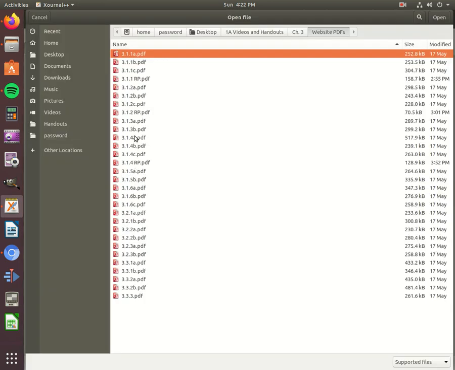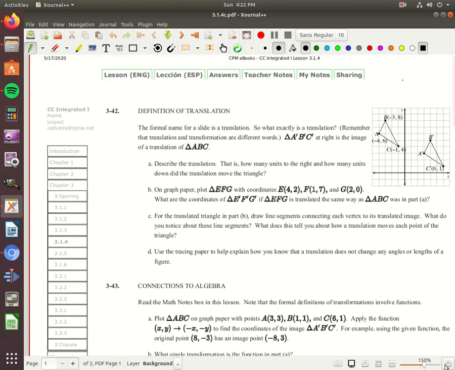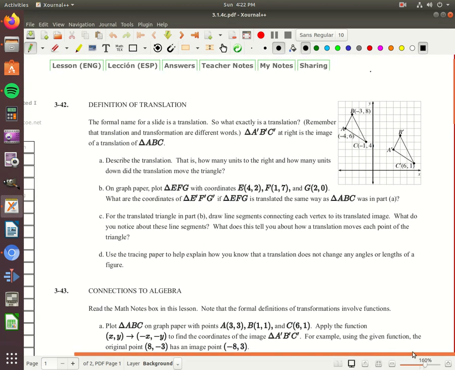So 3.14 part 2. All right, so translations, and we know a translation is just a slide. So the question is, did this slide in this direction from left to right, or did it slide from right to left? Hopefully you have an answer to that, but it slid from left to right. I know that because of the primes. The primes mean it's an image. So this was the original, this is the image, so it had to have gone in this direction. So it went that way.